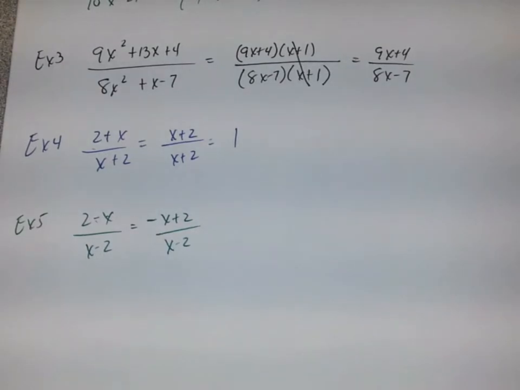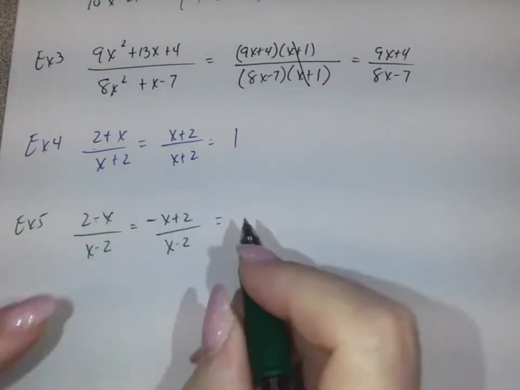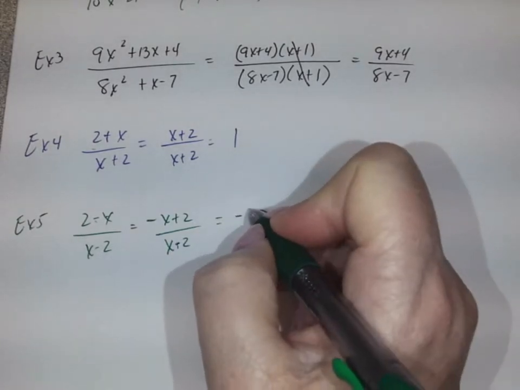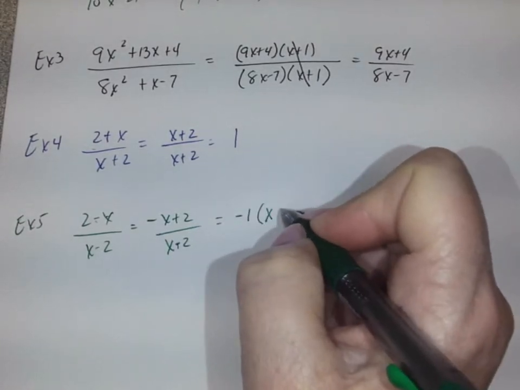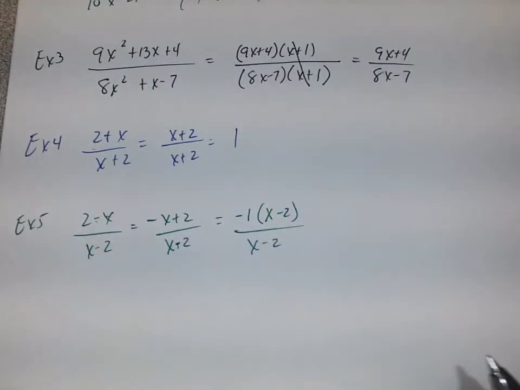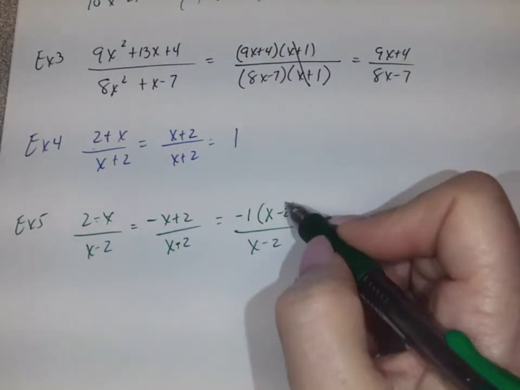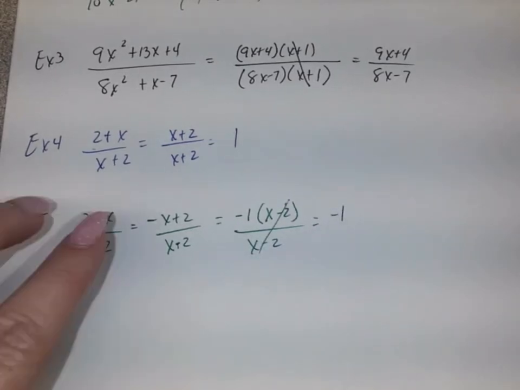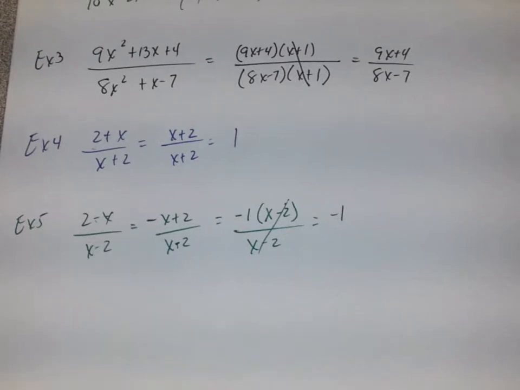Now what you might notice is that the difference between these two is that the signs are opposite. So I'm going to factor out the negative one on top and get x minus 2 over x minus 2. Okay, so our x minus 2's will cancel and we're left with negative 1, which makes sense because the signs are the only thing that's a difference in there.